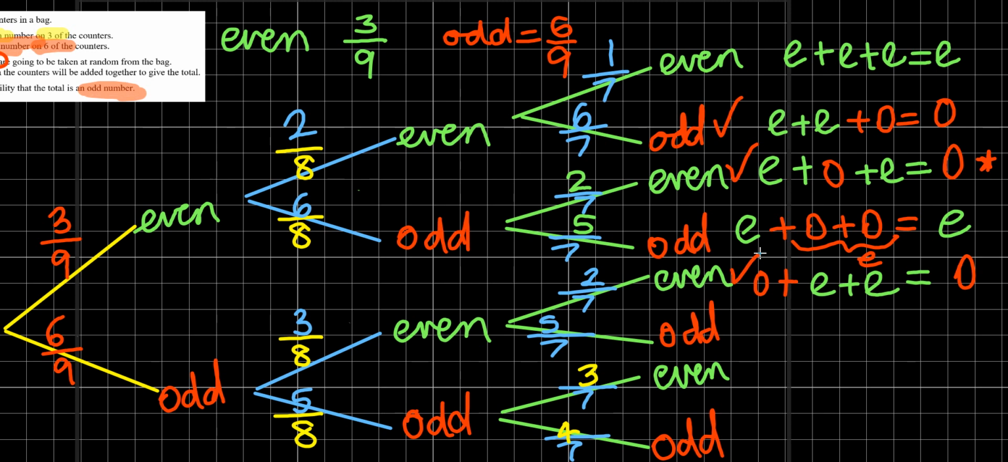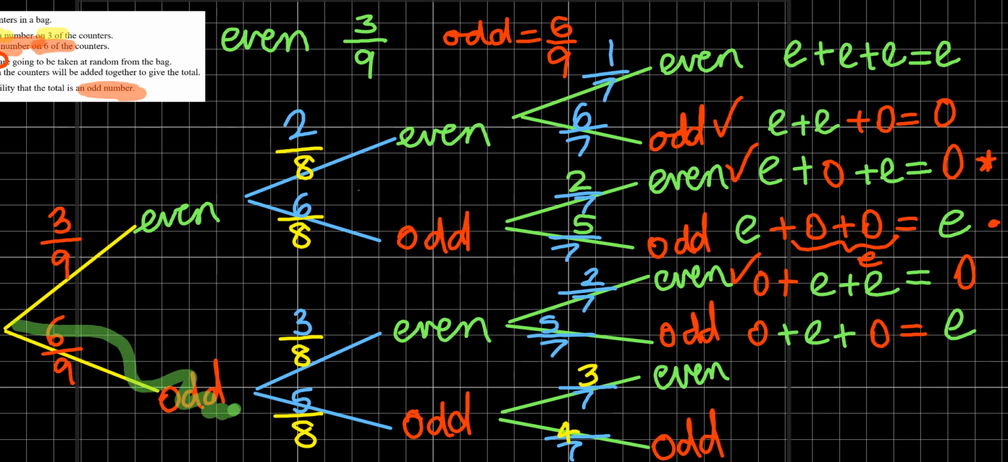Let's keep going. We have odd plus even plus odd, which is identical to this line here anyway. So two odd numbers would give us an even number plus an even number would give us an even number. So odd plus odd would give us even. Let's carry on. Let's look at this branch.